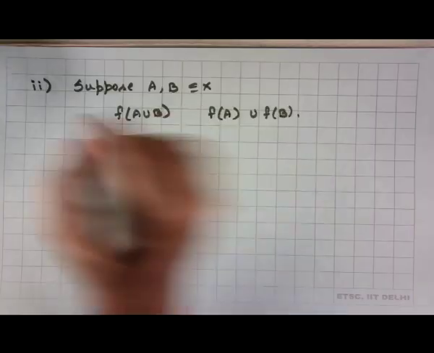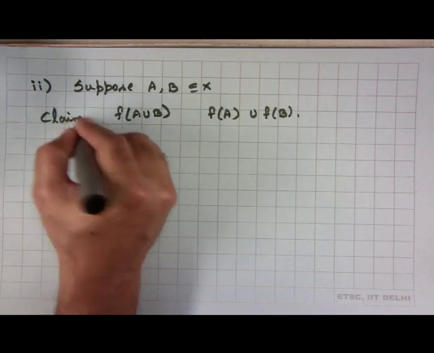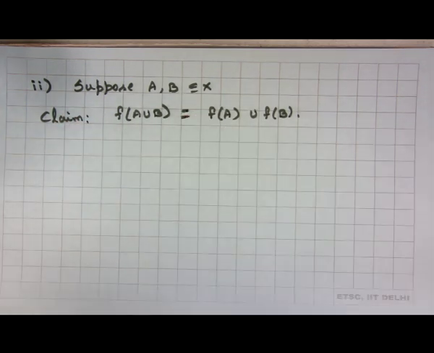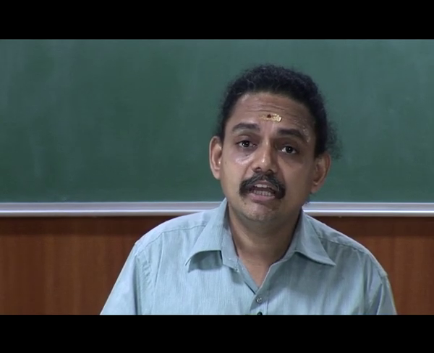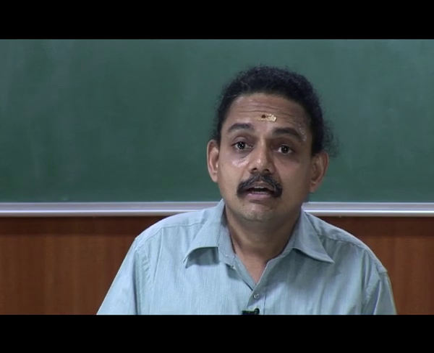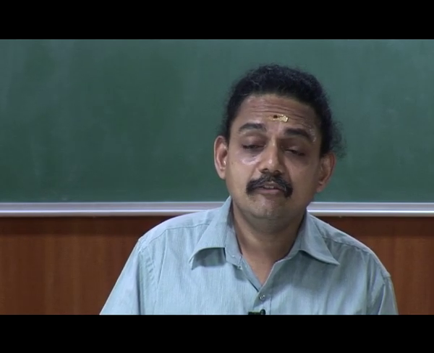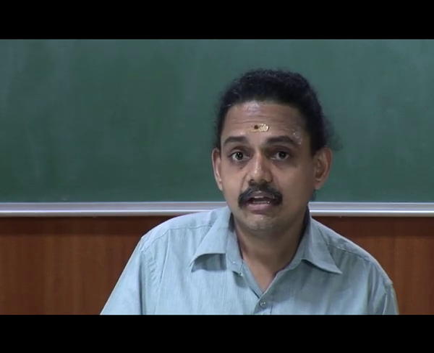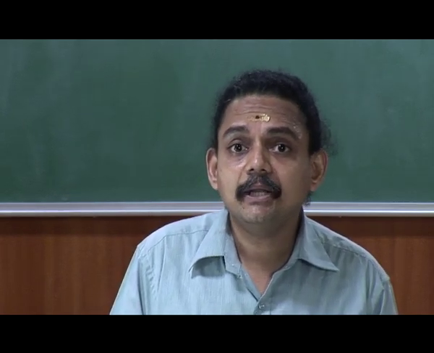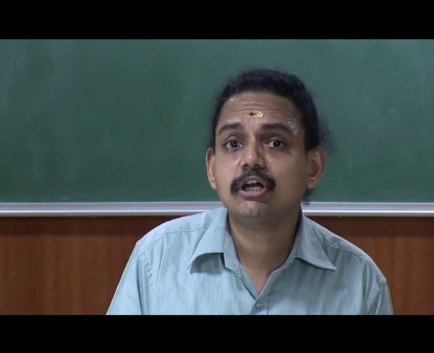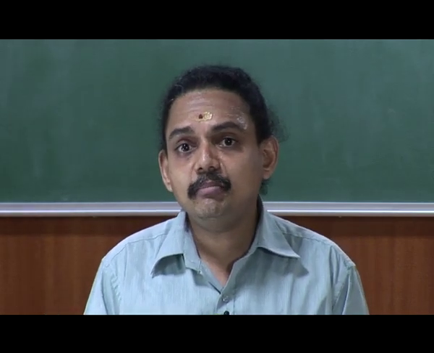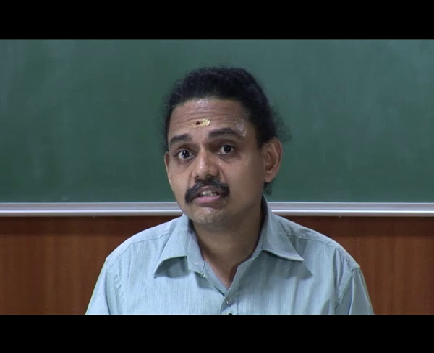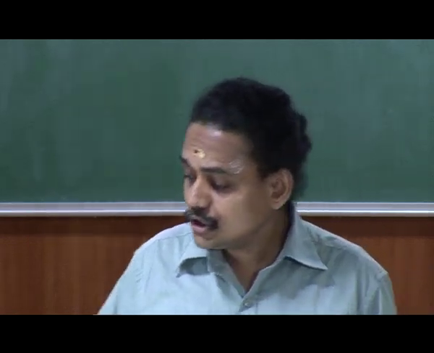In fact, the claim is this: f of A union B is equal to f of A union f of B. We know that inclusion is actually, well, we have this A contained in B and B contained in A, that forces us to conclude that A equals B. Whenever you have two sets A and B, such that A contained in B and B contained in A, that forces us to say that A is equal to B. So, we will just use the same thing.